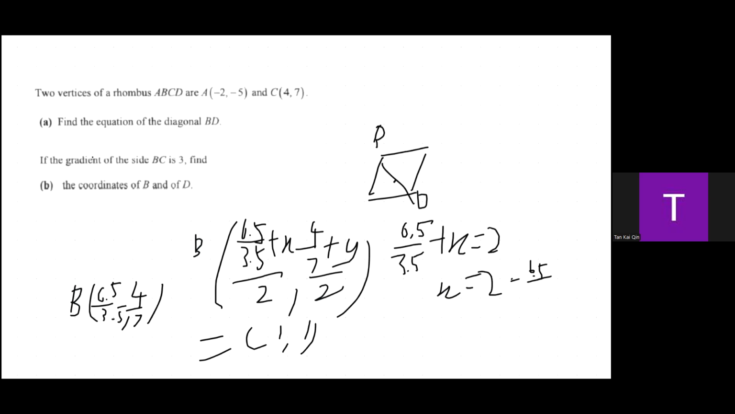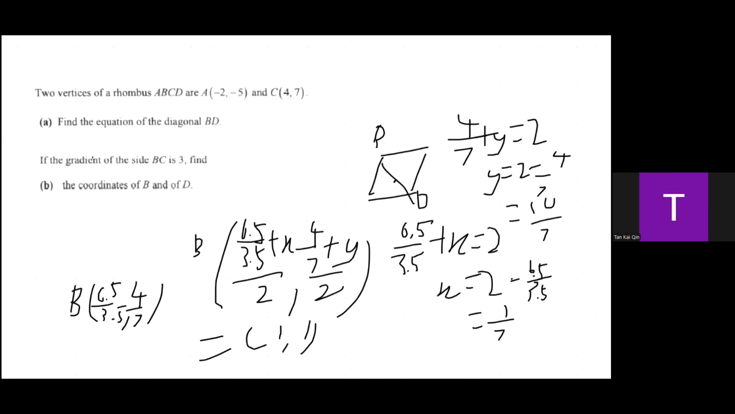So then it becomes 1 over 7. And the same goes for y, which is 4 over 7 plus y equals 2. y equals 2 minus 4 over 7. So then it becomes 10 over 7. So now we have also found the coordinates for D, which is 1 over 7 and 10 over 7.